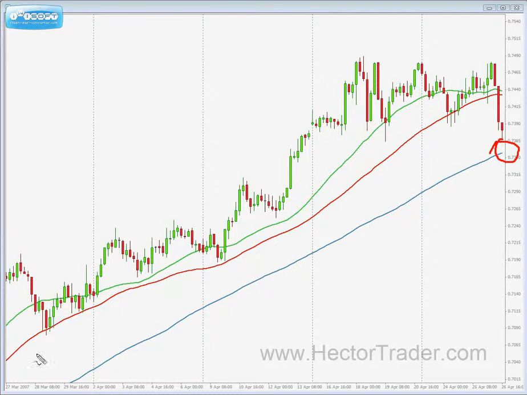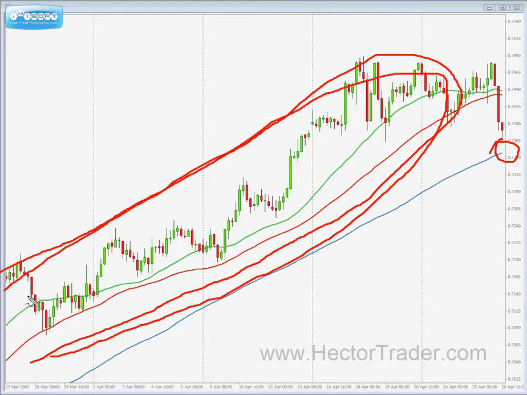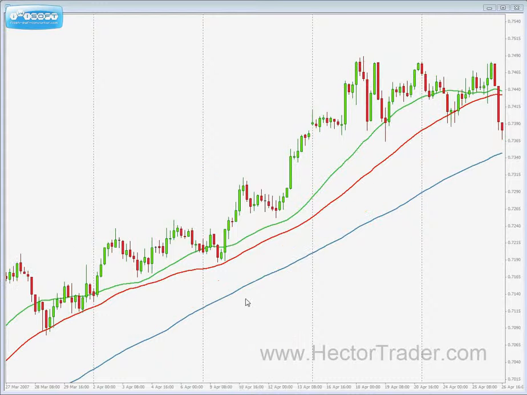You see that? All this time around we've been nowhere near the 50. Sorry, the 100 simple moving average. Sorry, guys, I meant the 100. We've been nowhere near the 100 simple moving average. That's all right. It's a signal, an indication of a healthy trend, let's say.